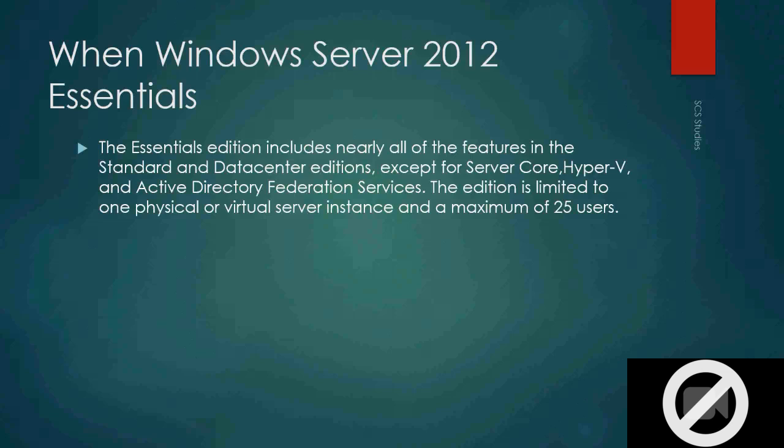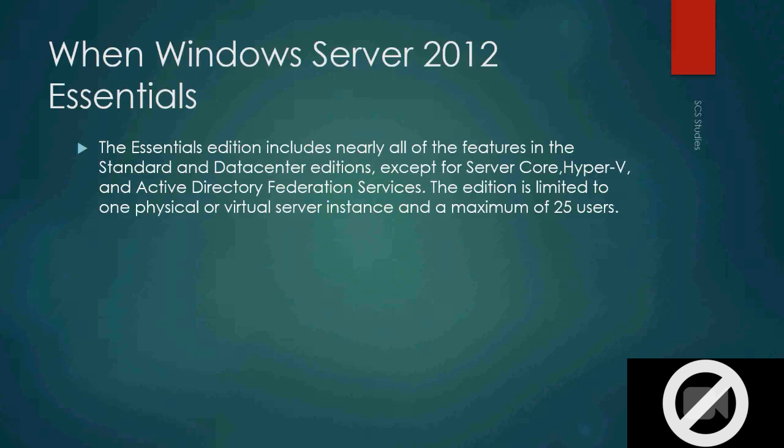Okay, Orgo has requested to repeat this one. Okay, I will repeat it. Let's start from the beginning. The question is, when an administrator chooses Windows Server 2012 Essential Edition, it has all the features that are available in Standard and Datacenter Edition, but there are certain things not available in Essential. Server Core is not available, Hyper-V is not available, and Active Directory Federation Services is not available in Essential.